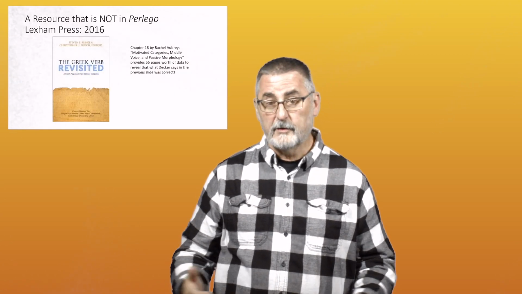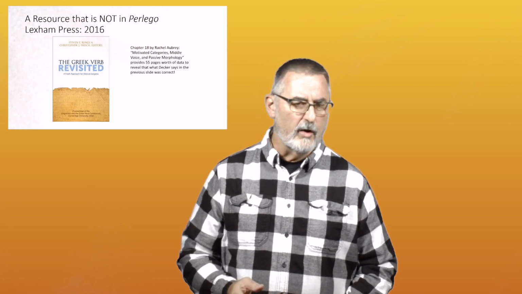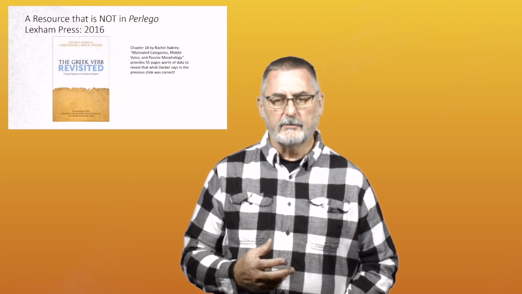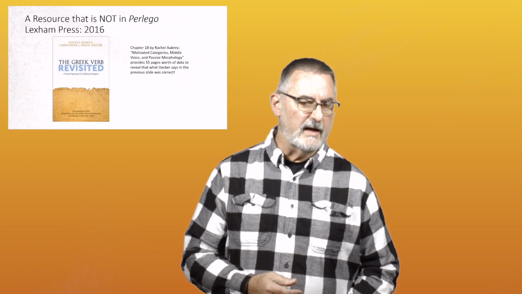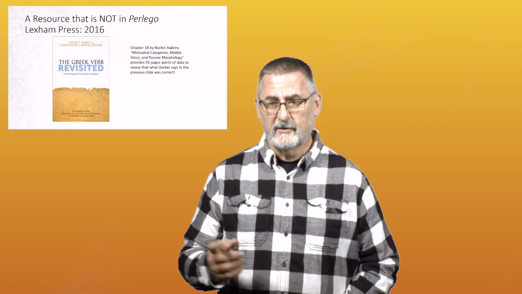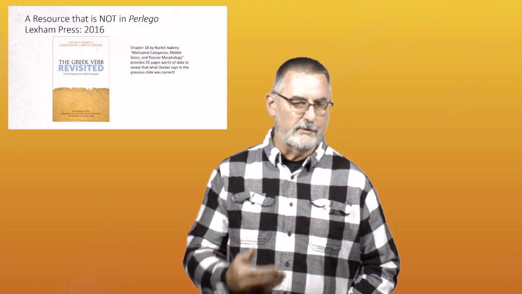Now, I want to bring to your attention a book published in 2016, The Greek Verb Revisited. You do not have access to that in Perlego. But basically, chapter 18 out of that text was written by Rachel Aubrey, who's a Wycliffe Bible translator missionary. It's called Motivated Categories, Middle Voice, and Passive Morphology. And basically, she provides 55 pages worth of data to reveal that what Decker said in the previous slide was correct. I have my advanced students at Ozark actually read from this book. I just want you to know that it's there.